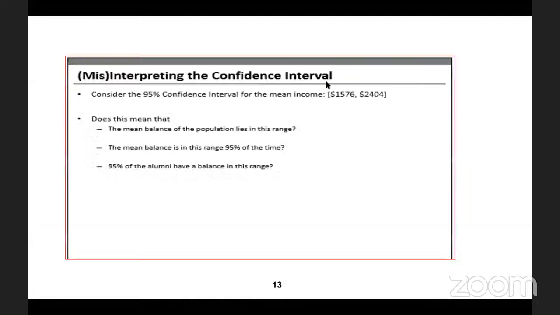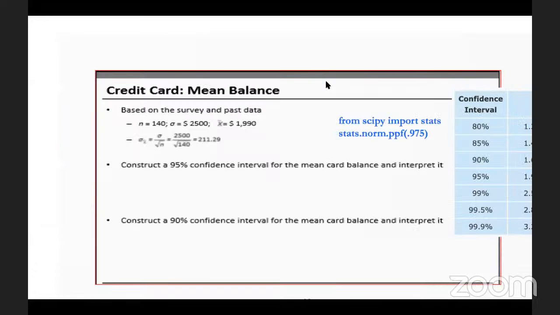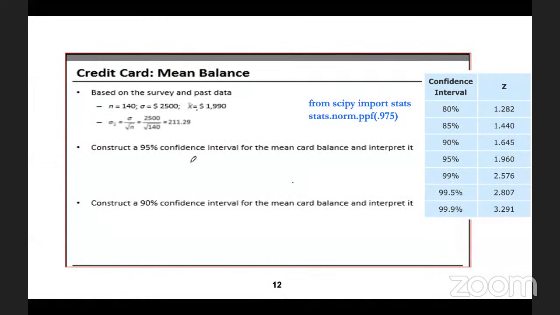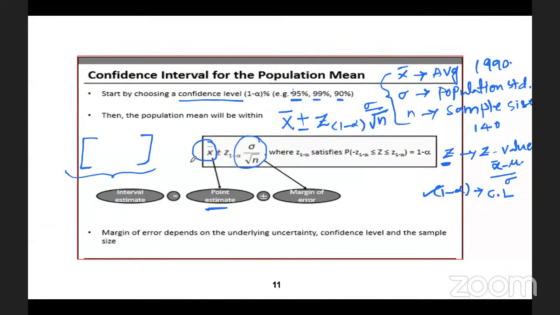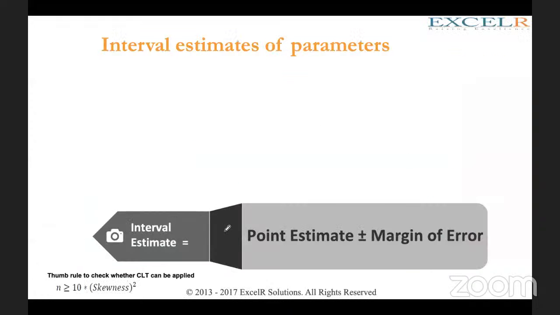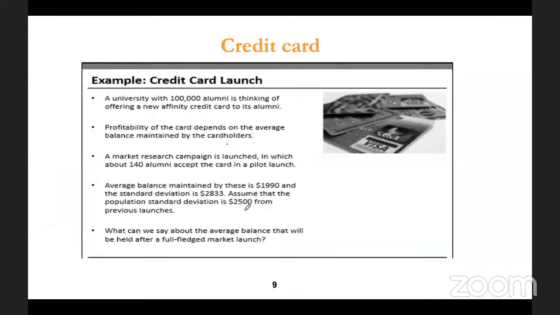Okay, now let us go back to this problem statement here. If you read this problem statement, and also if you see our formula, x bar plus or minus z sigma by root n, what did we say about the sigma? Sigma is a population parameter, right?